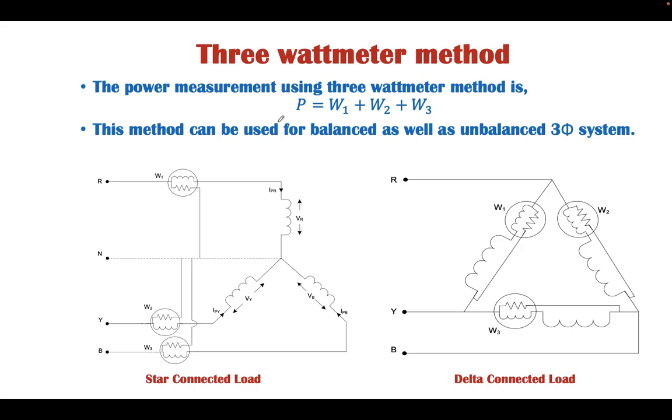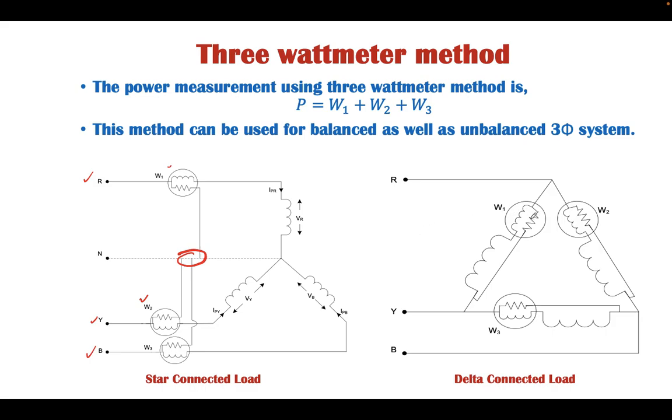Now, if we are considering 3 wattmeters, in case of 3 wattmeter method, we are connecting 1 wattmeter in each phase. If W1 is connected in R phase, W2 is connected in Y phase, and W3 is connected in B phase with respect to neutral.